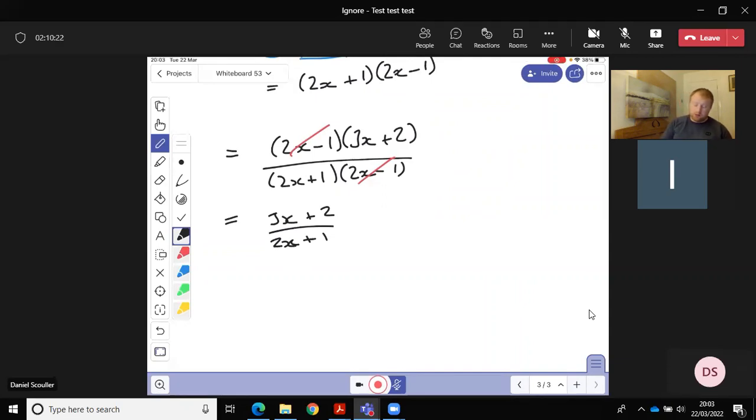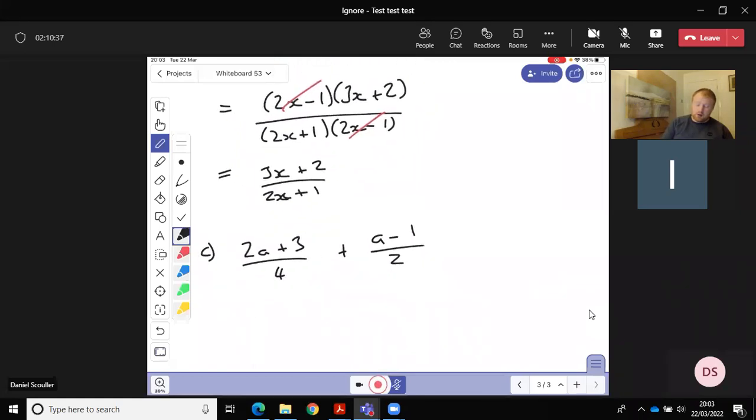Okay, so C and D are a wee bit different. C and D: 2a plus 3 over 4 plus a minus 1 over 2. This is just working through our kiss smile. We're adding two fractions, and just because we've thrown in a couple of letters there doesn't change the way that we work with these. What we want to do is make the same denominator. There's two different ways you could do this, but I'm just going to do the kiss smile and stay consistent with what we've been doing.